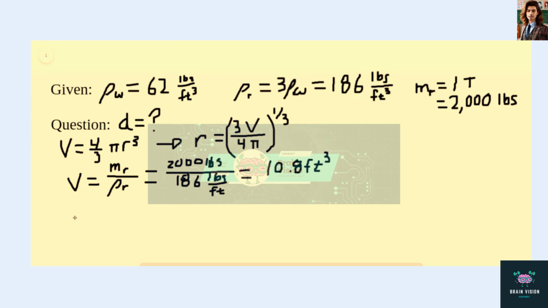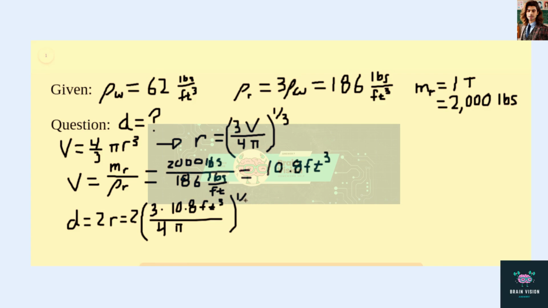So we can solve for the distance, or the diameter. Diameter is 2 times r. So this is going to be 2 times 3 multiplied by 10.8 cubic feet divided by 4 pi. And all of that is raised to the 1/3.